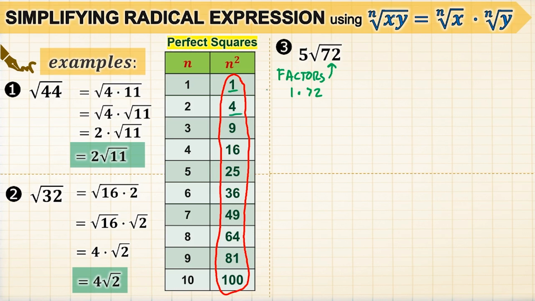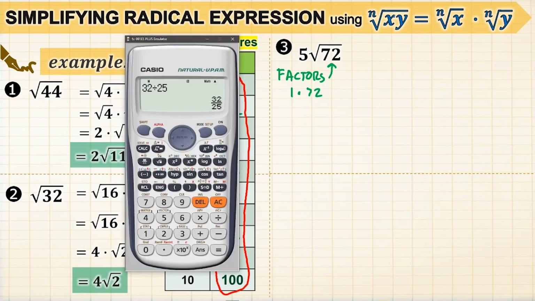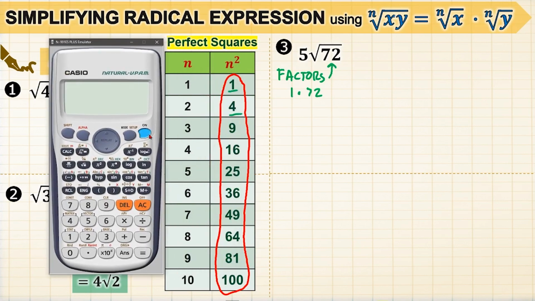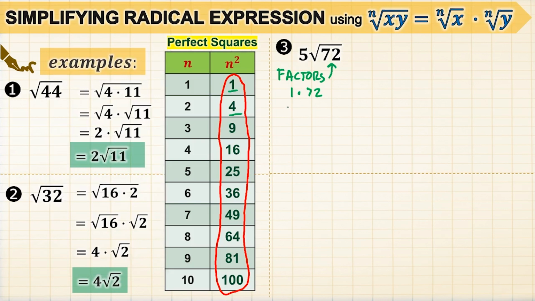So, try naman natin siya sa 4. Sa 4, divide natin yung 72 sa 4. So, 72 divided by 4. As you can see, it will be equal to 18. That means we can say that 4 times 18 is equal to 72. So, ayan na yung pangalawa nating perfect square factor, si 4. So, 4 times 18 is equal to 72.